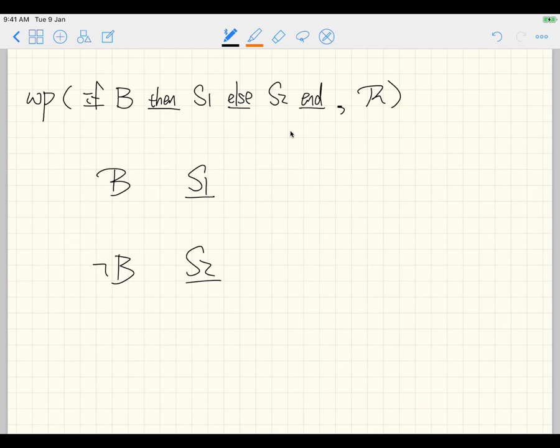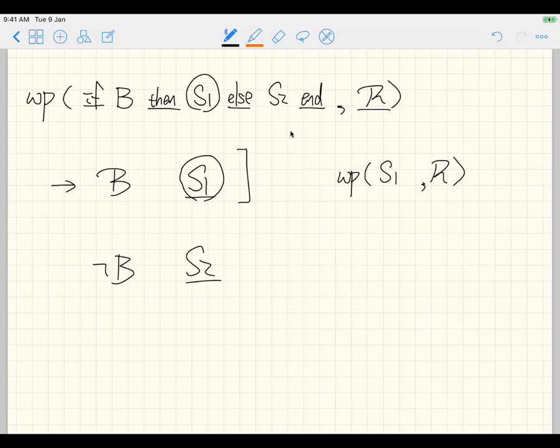So now, let's not worry about combining these two branches together just yet. Let's do each branch separately. Branch number one: if I'm in branch number one, that means I'm going to execute S1, and then I'm hoping that I can establish R. It's one of the branches, right? So now I'll put it down here. What I would do is say somehow the WP for me to establish R by executing the first branch, which is S1.